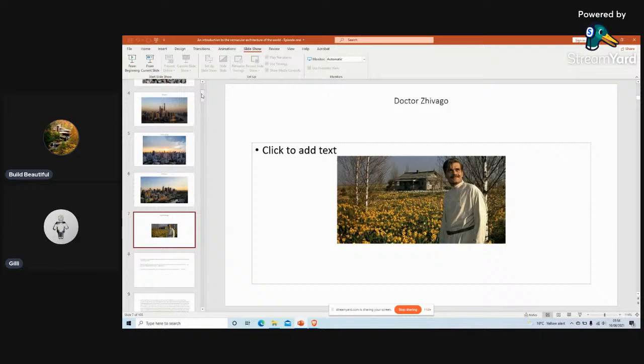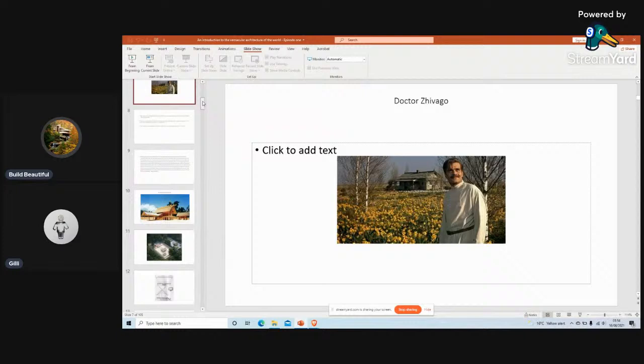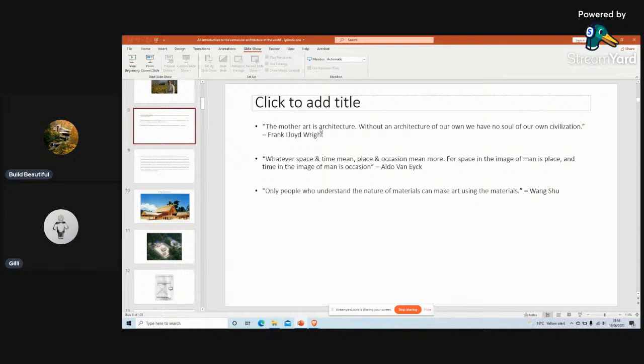So, just a few quotes that I thought were quite helpful. Frank Lloyd Wright says, "The mother art is architecture. Without an architecture of our own, we have no soul of our own civilization." And I think that's true of the skyscrapers we've just shown you.